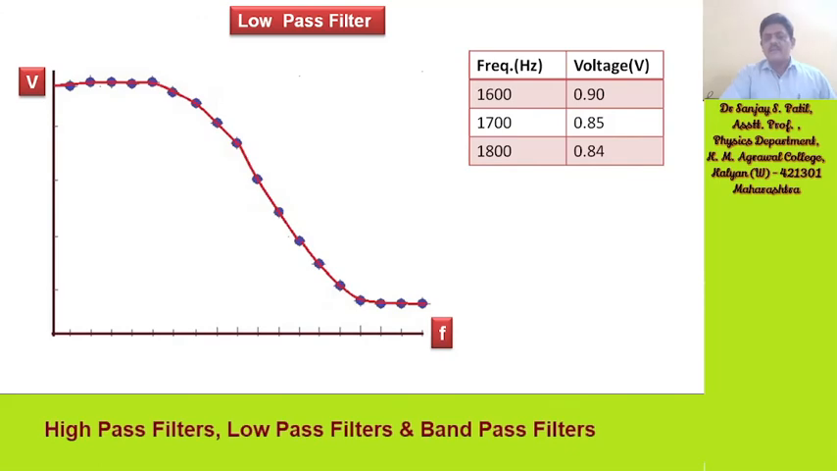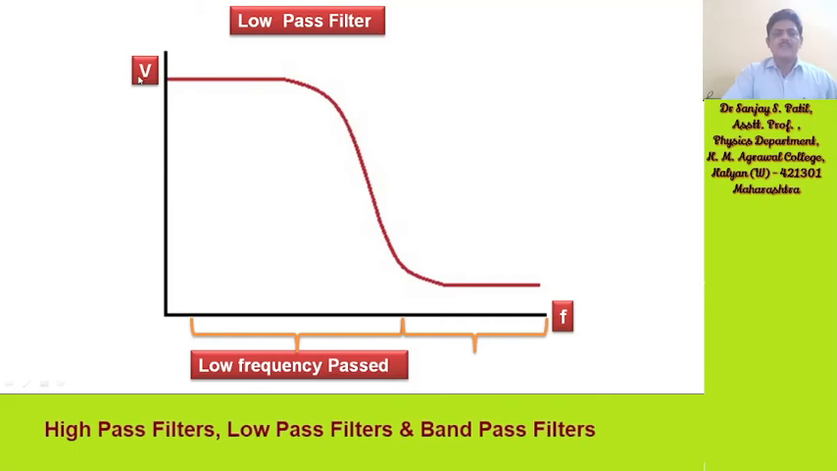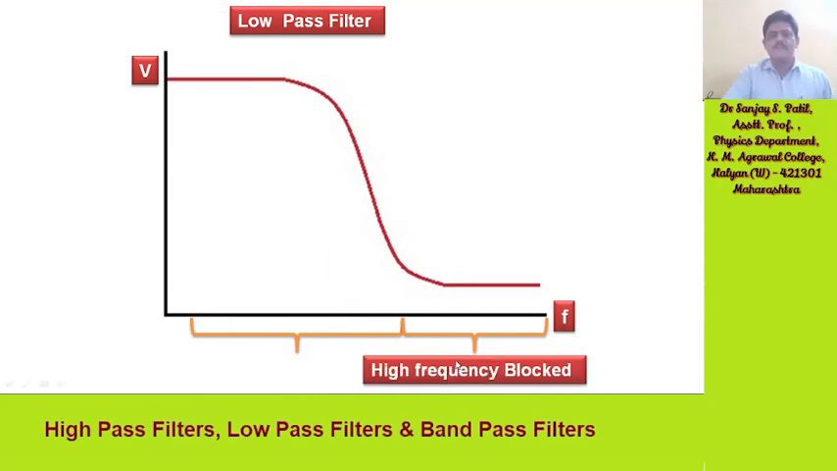See, for 1600 Hz it is 0.90, for 1700 Hz it is 0.85, for 1800 Hz the value is 0.84 volt. You can observe from the graph that low frequency is being passed and high frequency is blocked. You can observe this in the graph. The voltage versus frequency graph is plotted. Low frequency is passed while high frequency is blocked, and that is why it is called a low pass filter.